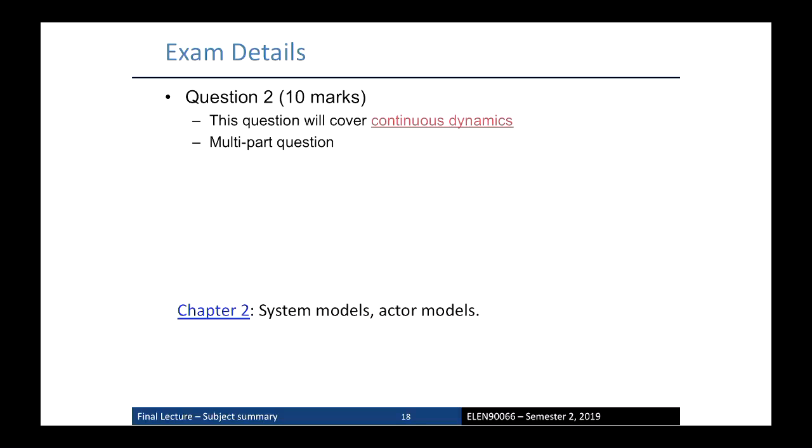In particular, I'm looking for you to be able to model a system using actor models. Given a physical system and the rules of how the physical system works, i.e. physics, can you construct an actor model from it and do something with that? So it's a multi-part question again. It's only 2 parts to this, I think.